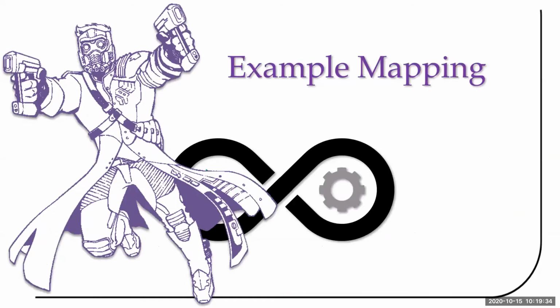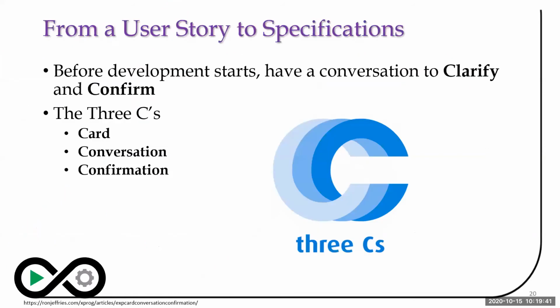So this presentation is about example mapping. Now I've provided you that context, we're going to actually dive into an example map. So it's important to note when we start off with that user story, we need to follow the 3 C's. The 3 C's being card, conversation, and confirmation.